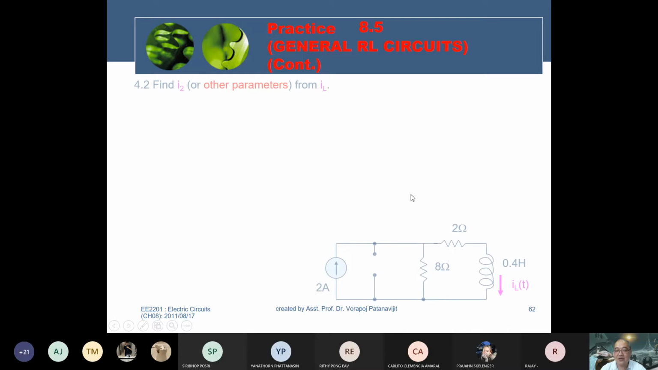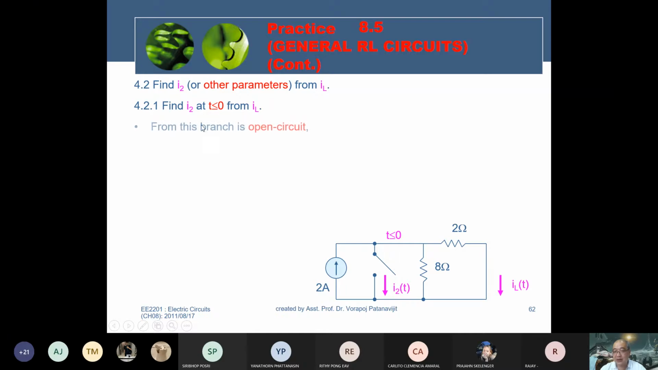Now for I2, the next step. I2 is the current flowing in the inductor. This case is a little bit not simple, because for time less than 0, it's easy. The branch is broken, right? The switch is open, therefore there is no current flow in I2. From the branch being open circuit, I2 for time less than 0 is equal to 0.